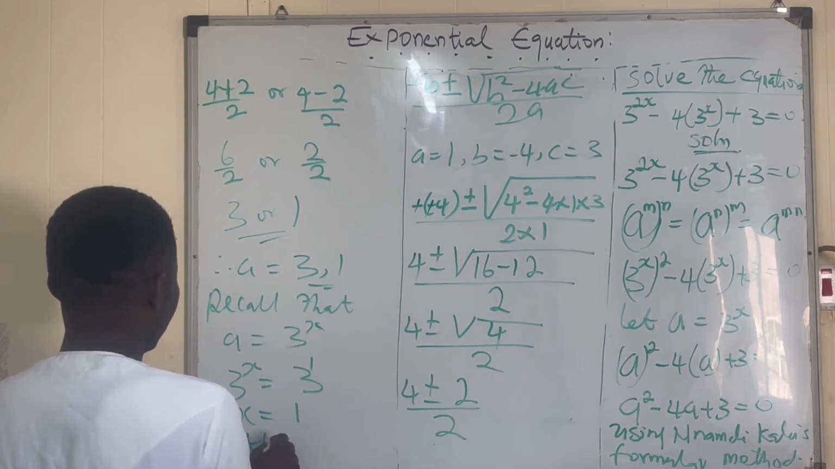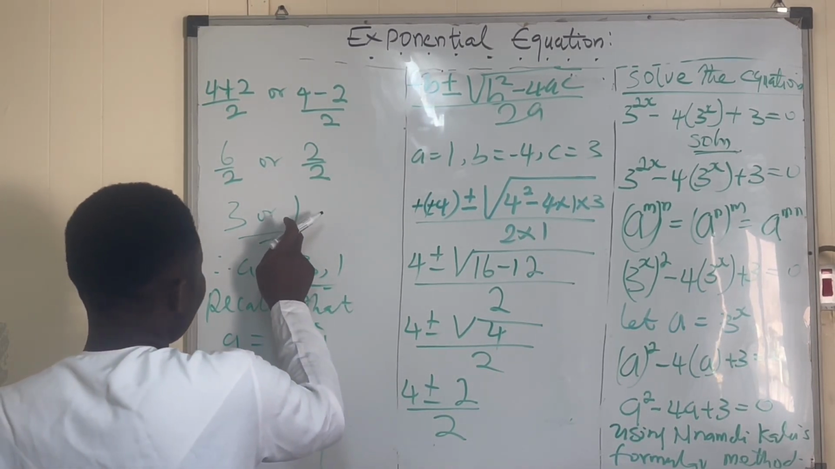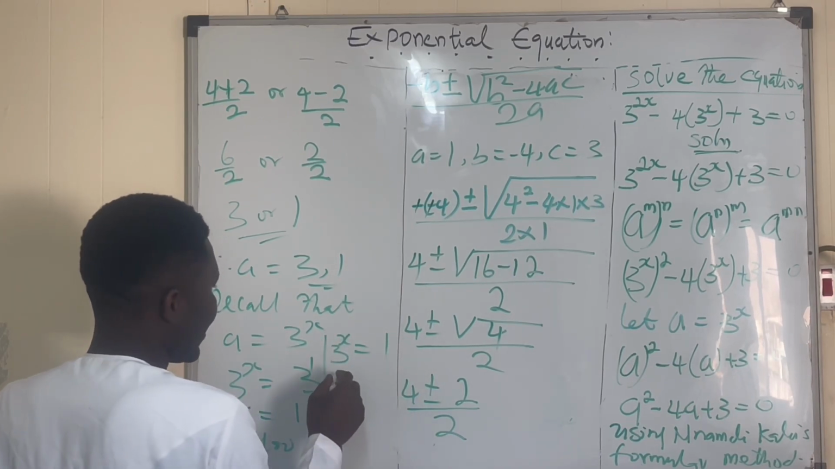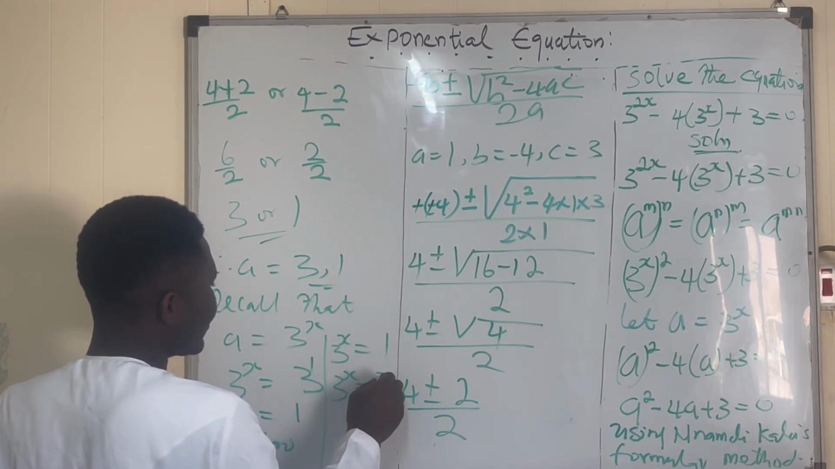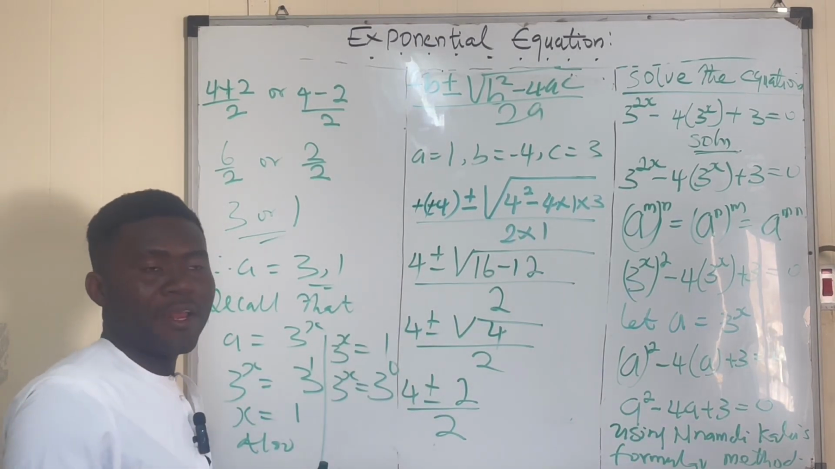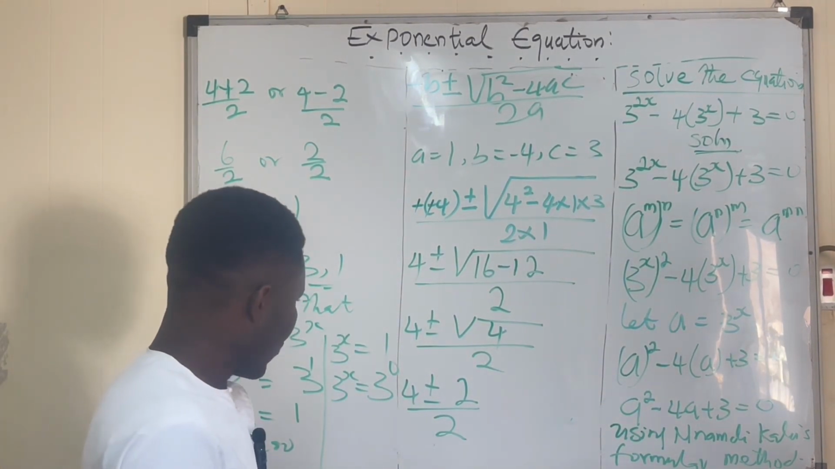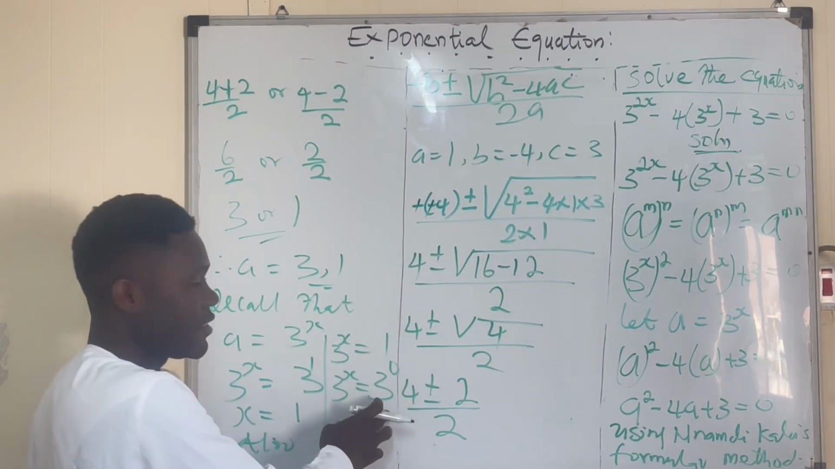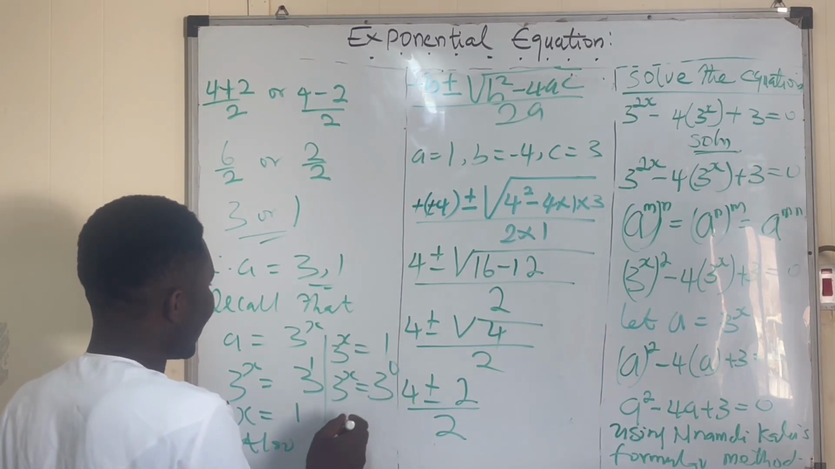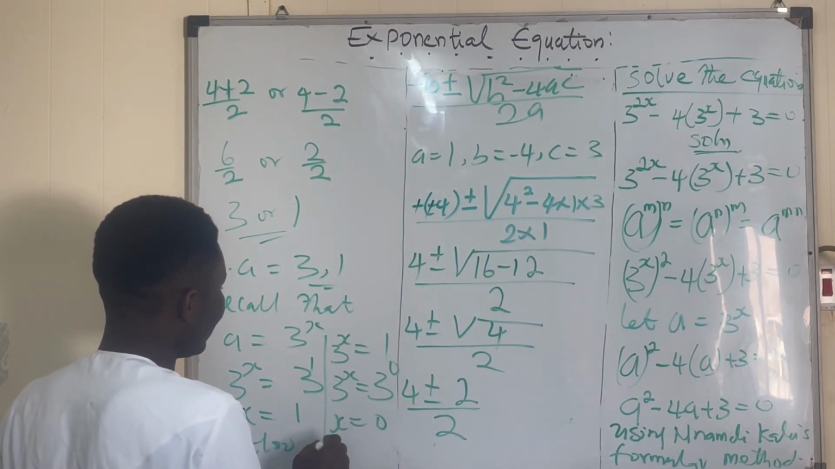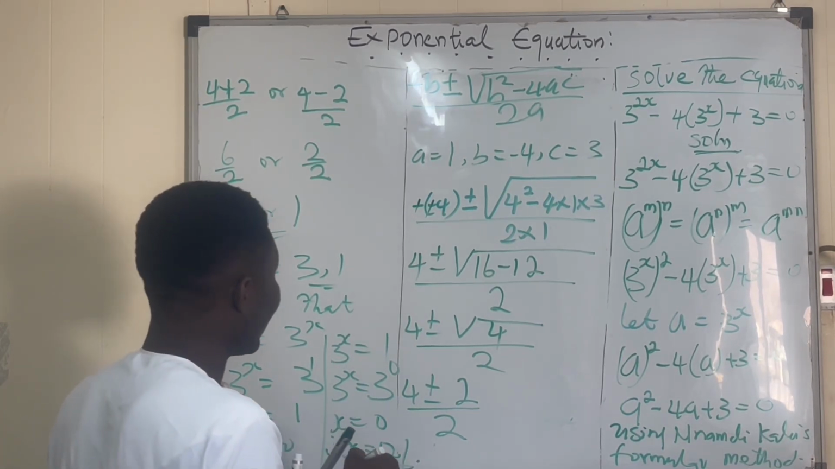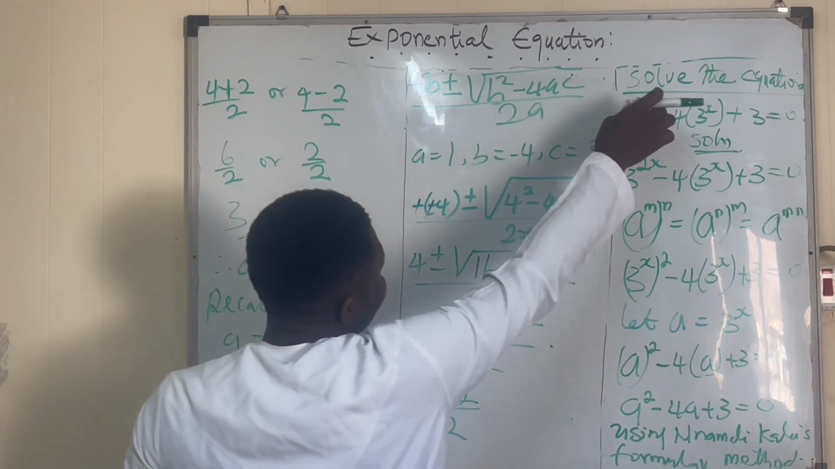Also, when a is equal to 1, 3 raised to the power of x is equal to 1, and 1 is 3 raised to the power of 0, because any number raised to the power of 0 is equal to 1. Since they have the same base, we bring down the powers. Our x is equal to 0. That is to say, our x is equal to 0 or 1. These are the two values of x in this equation.